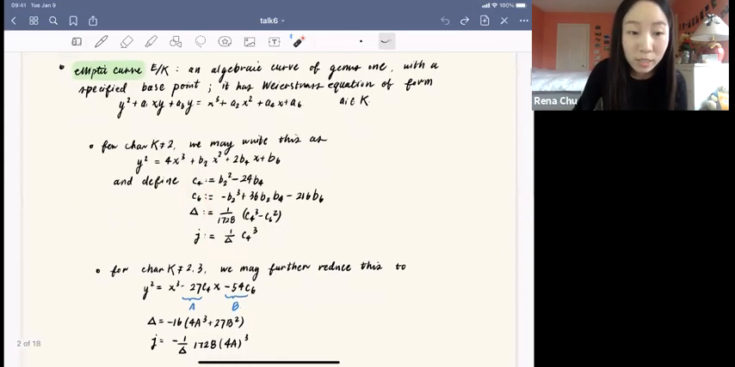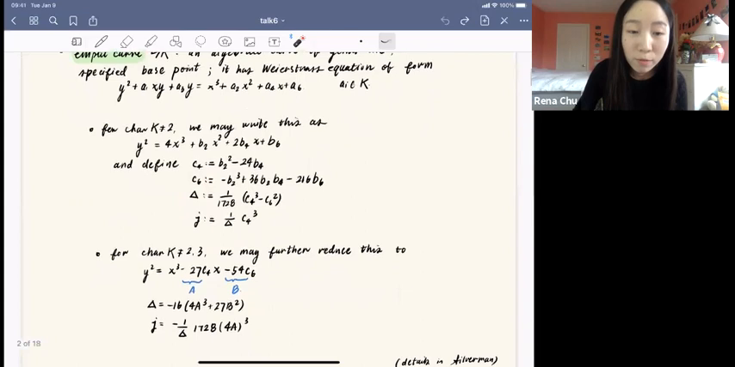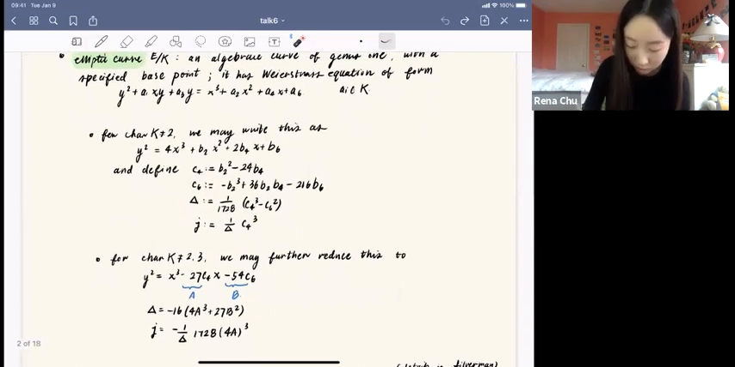Now for characteristic not equal to 2 and 3, we may further reduce this to a Weierstrass equation of this form with two coefficients. We will often denote these by capital A and capital B. And we see here that the discriminant and the j-invariant can be defined in terms of A and B.